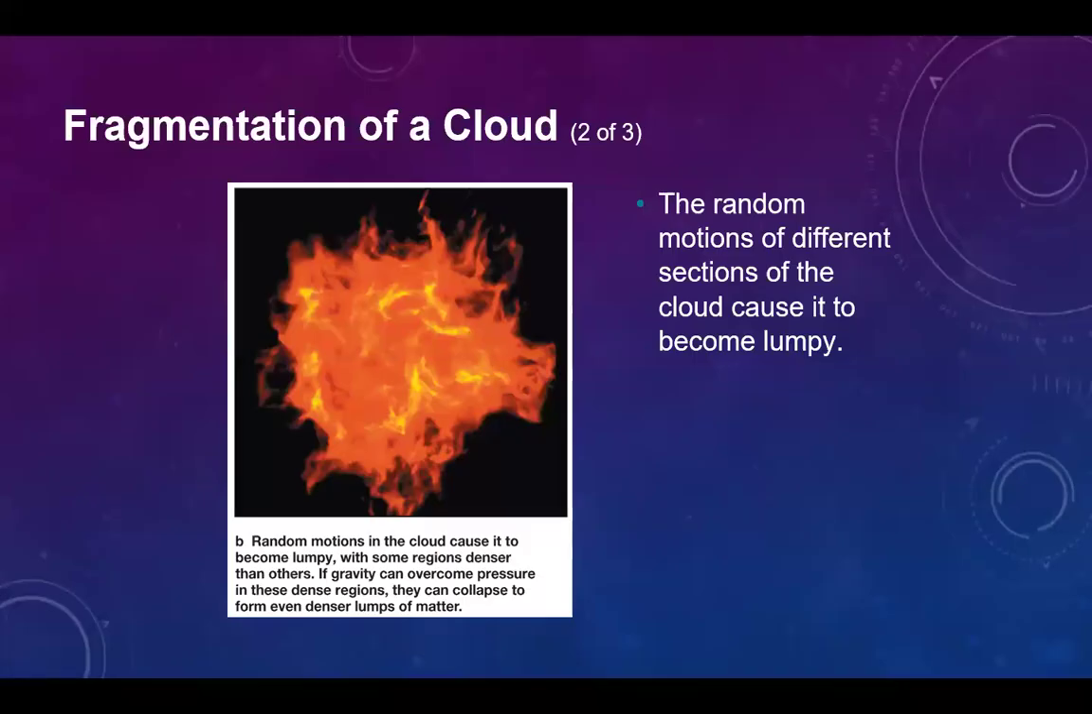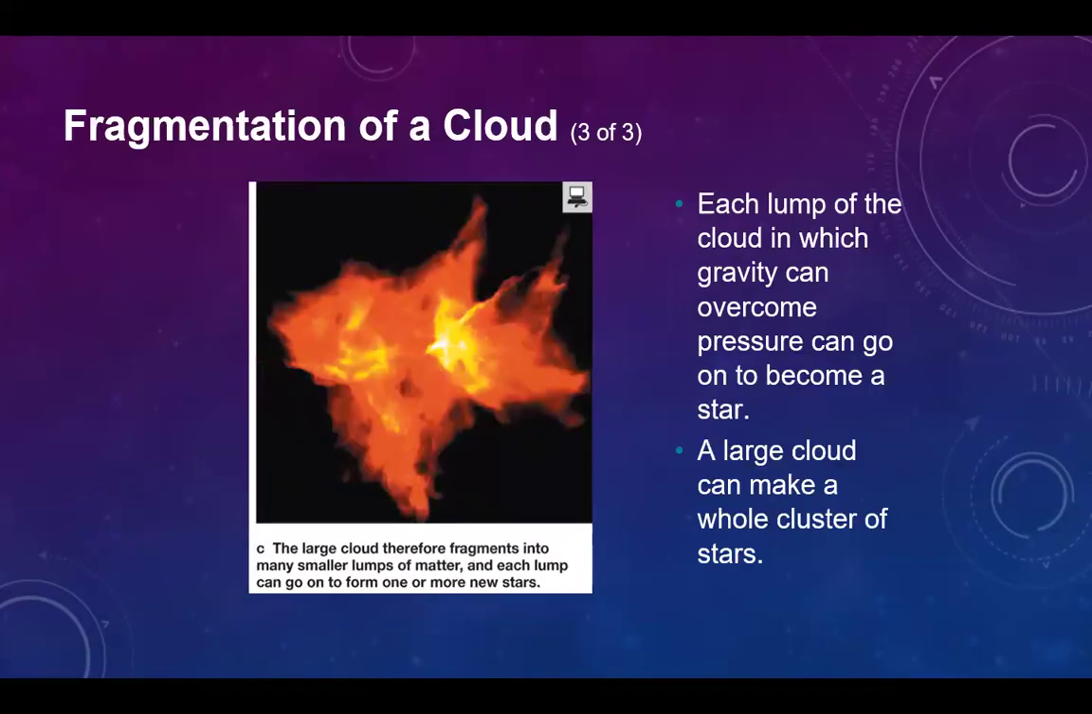So any increase in density is going to get concentrated. So it becomes lumpy and it will separate into several pieces to form into denser lumps. So here you can see separating into several pieces, and certain stars are forming in each lump. So it forms many small lumps of matter, and each lump can go on to form one or more stars. So each lump of a cloud in which gravity can overcome pressure can go on to become a star, and a large cloud can make a whole cluster of stars. So stars get born in groups, in clusters, because they started as a big cloud that broke into lumps.